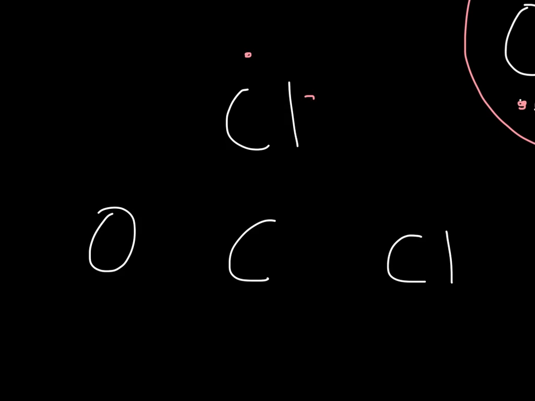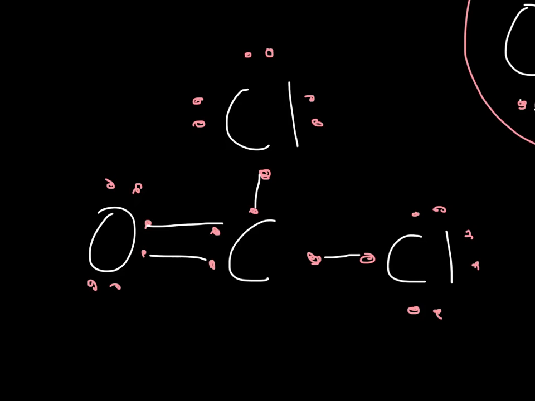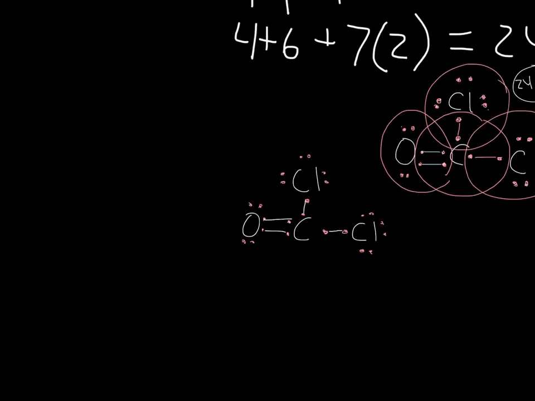Chlorine has 1, 2, 3, 4, 5, 6, 7. The other chlorine has 1, 2, 3, 4, 5, 6, 7. Oxygen has 1, 2, 3, 4, 5, 6, and your bonds are here, here, double bond here. Final product.